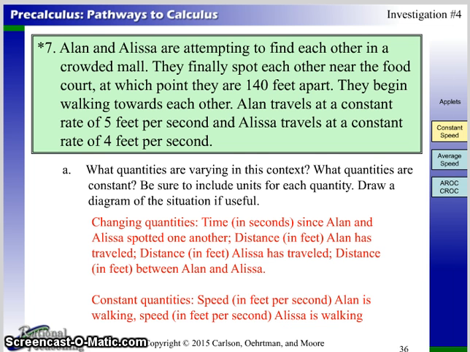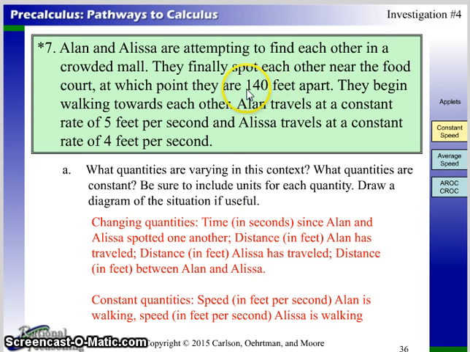Okay, the author would suggest there are some changing quantities. Time is elapsing. The time since Alan and Alissa spotted one another can be measured in seconds. The distance in feet that Alan has traveled. Then there's another changing quantity, distance in feet, that Alissa has traveled.